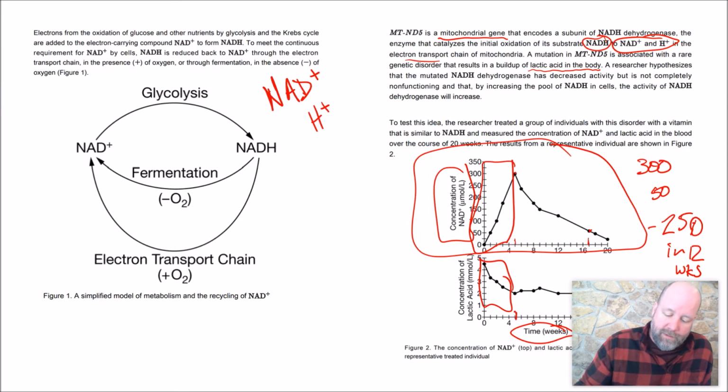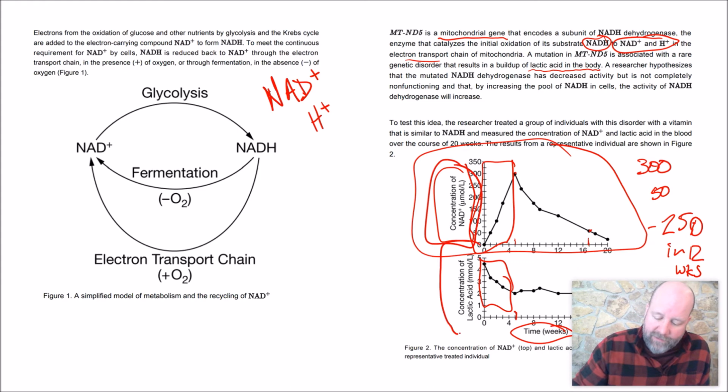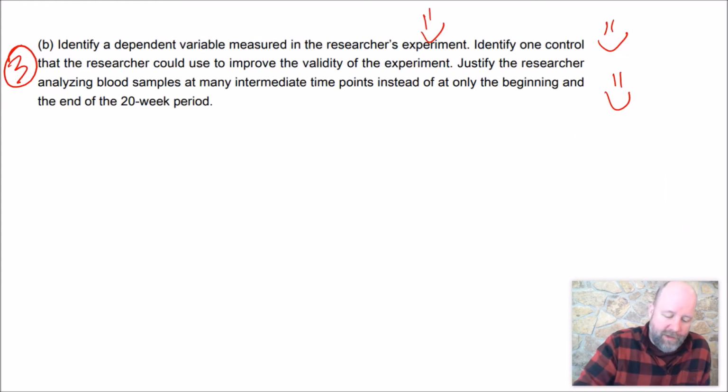So dependent variables are on the y-axis. So let's just say concentration of NAD+. So you would write a sentence saying a dependent variable measured in the experiment is the concentration of NAD+ in the blood. That's all there is to it. Or you could say the concentration of lactic acid in the blood. Either one of those is perfectly acceptable. 1 point for either one of those.